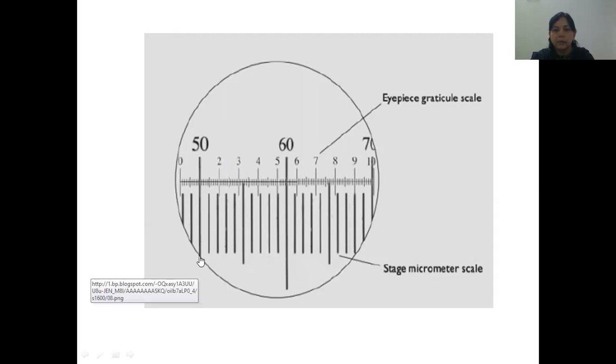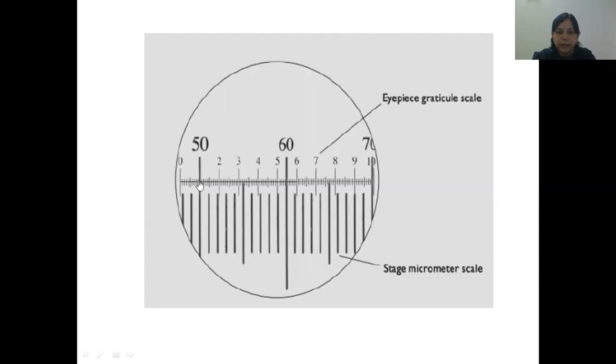In this diagram, you can see that the mark 50 of the stage micrometer is exactly below the mark 1 on the ocular. You can't see mark 1 here; you can see 0, 2, 3, 4, 5. You can't see 1 because the line 50 is on mark 1. So this is called a coinciding line: 1 of the ocular is exactly on top of 50 of the stage micrometer.